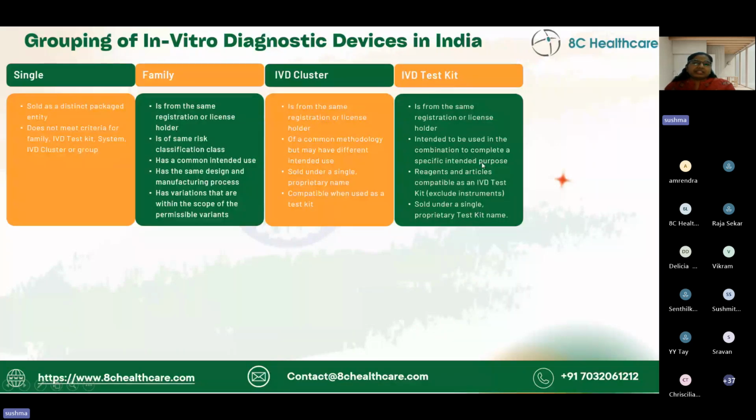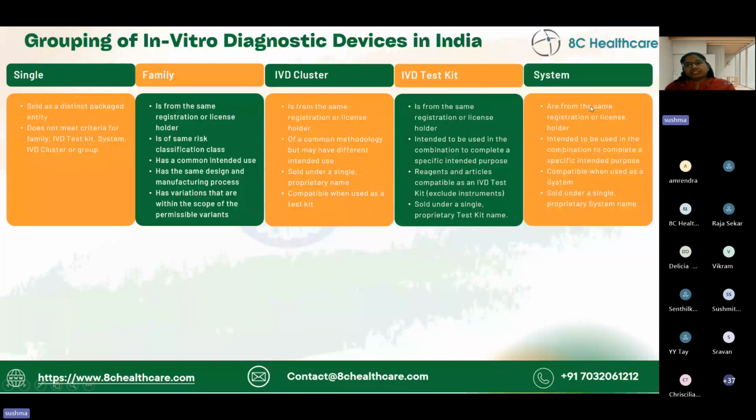The other category is for the system, again, which is similar to medical devices. If the device is intended to be used in combination to complete a specific intended purpose and is compatible when used as a system, then we call it a system, and those devices can be grouped under the system category. So let us understand how the fees and the documentation will be submitted for these categories.